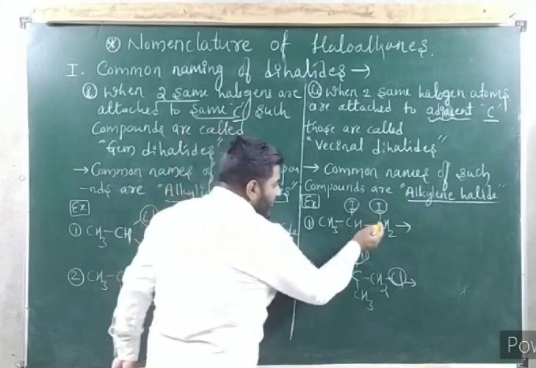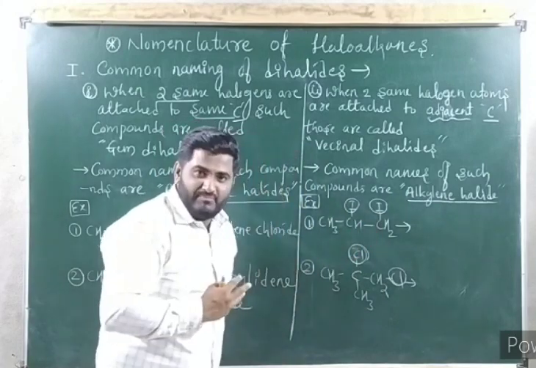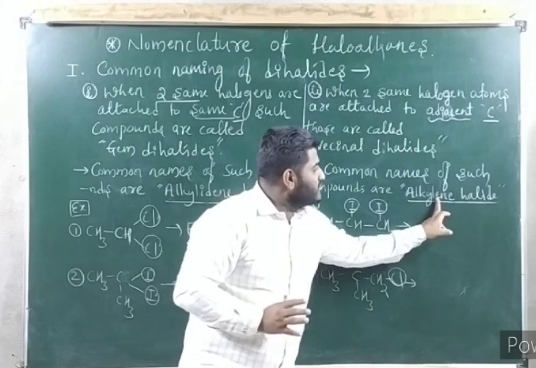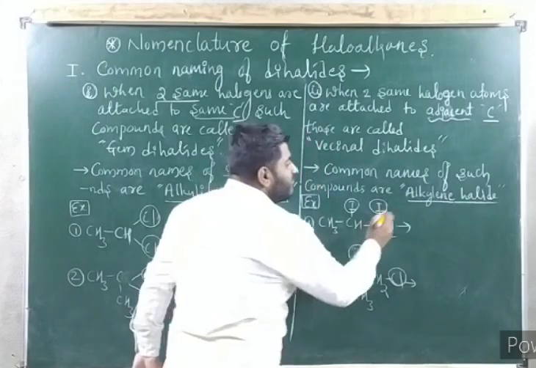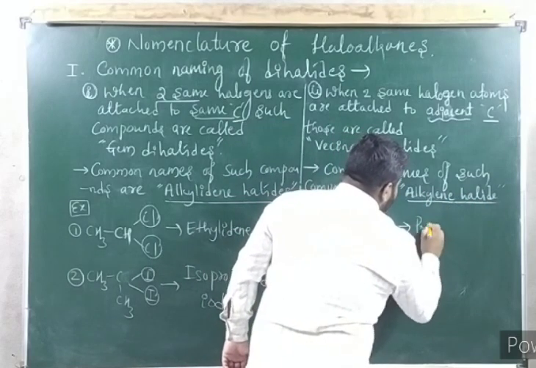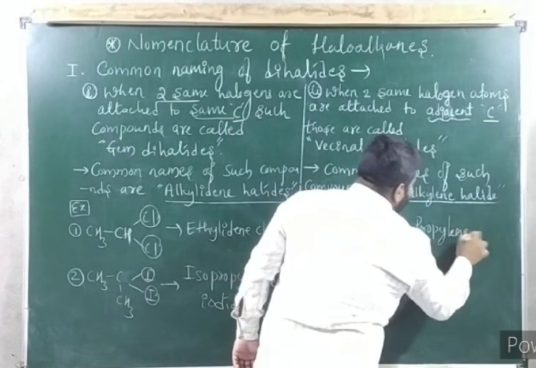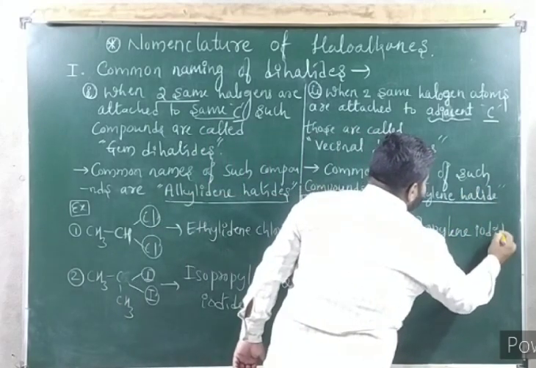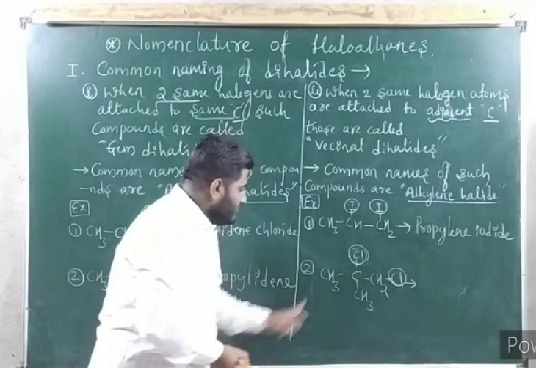See, how many carbon atoms are there? 3 carbon. So 3 carbon means which alkyl group is there? Propyl. You use the E-N-E word. So what is the name? Propylene halide. Propylene halide means here iodide is there. So you have to write iodide. Propylene iodide.